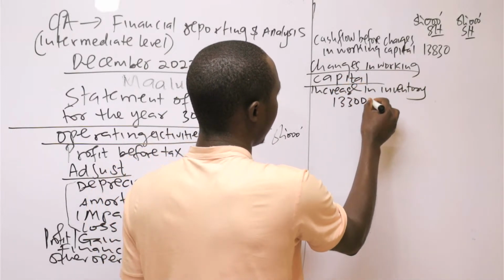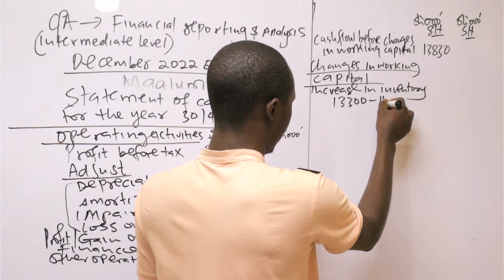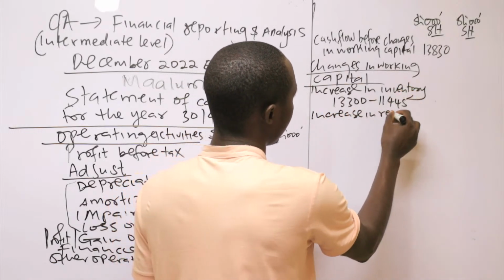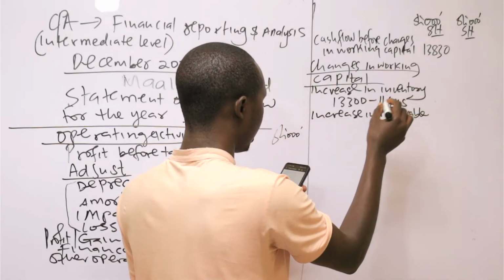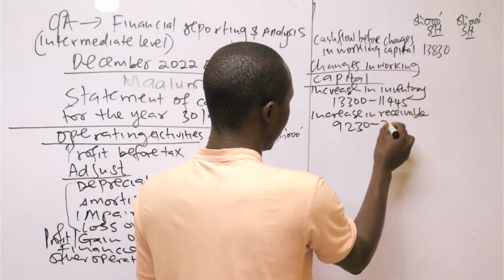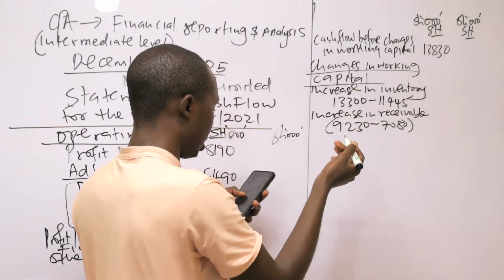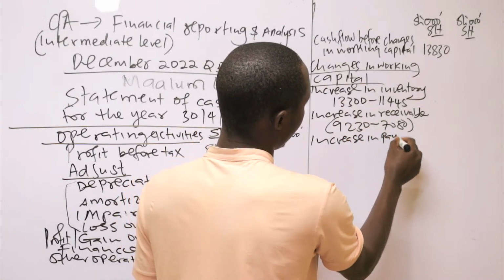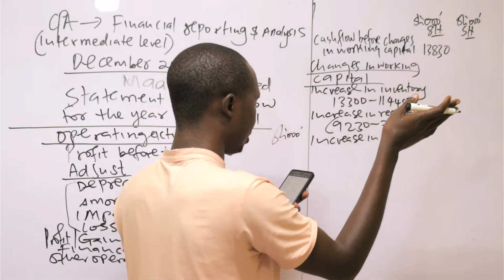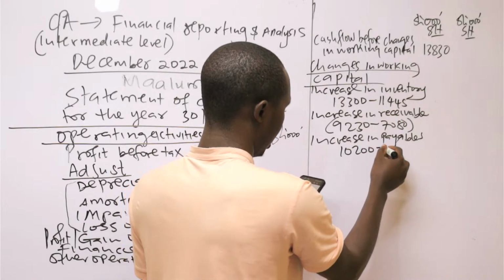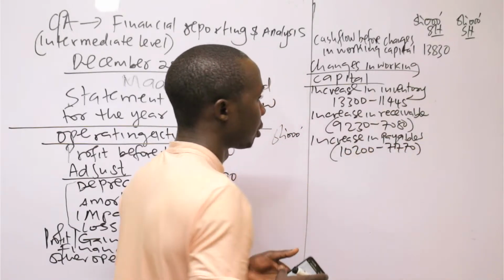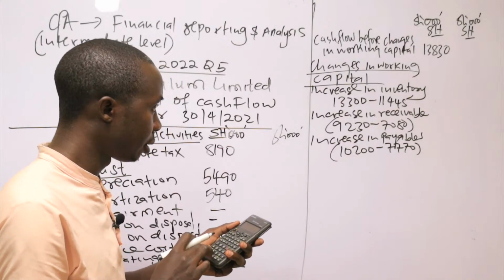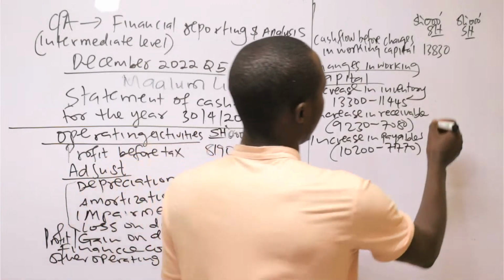The increase in inventory is 13,300 minus 11,445. For the receivables, again I can see there's an increase in receivables: 9230 minus 7080. Then the third one, I go to the liabilities. Again, there's an increase in payables, from 7770 to 10,200. So 10,200 minus 7,770. So we get these figures. 13,300 minus 11,445 is 1855.